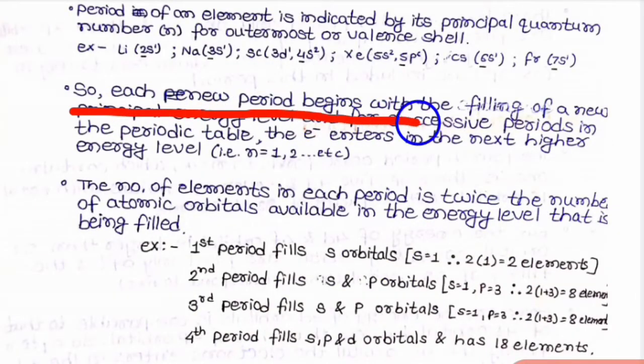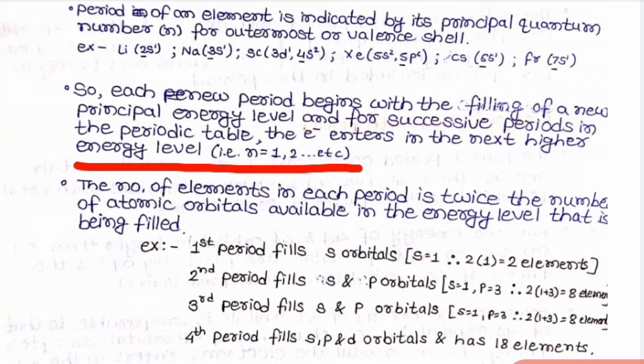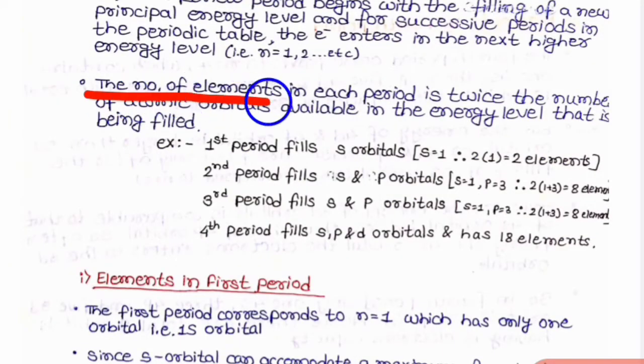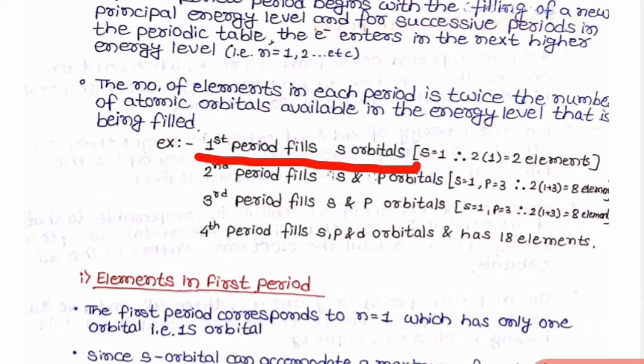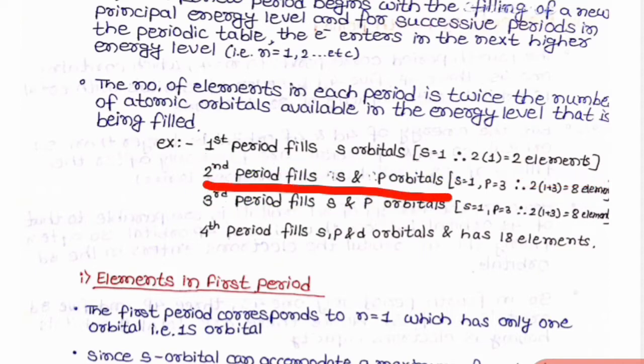So each new period begins with the filling of a new principal energy level, and for successive periods in the periodic table the electron enters the next higher energy level, that is n equals 1, 2, 3, etc. Now the number of elements in each period is twice the number of atomic orbitals available in the energy level that is being filled. For example, the first period fills the s orbital, so there are 2 elements possible in the first period, and the second period fills s and p orbitals, so there are 8 elements possible in the second period. Similarly, in the third period 8 elements are possible, and in the fourth period 18 elements are possible.